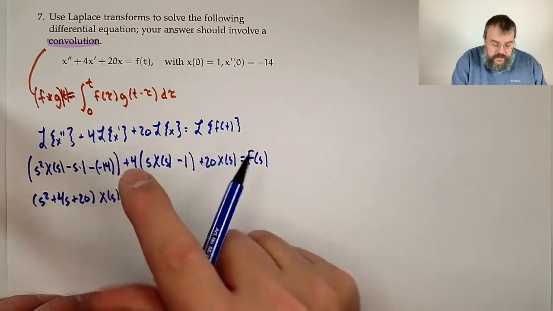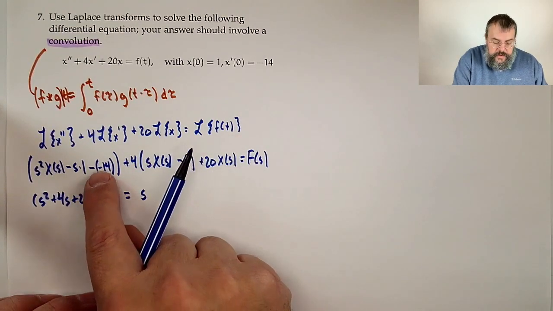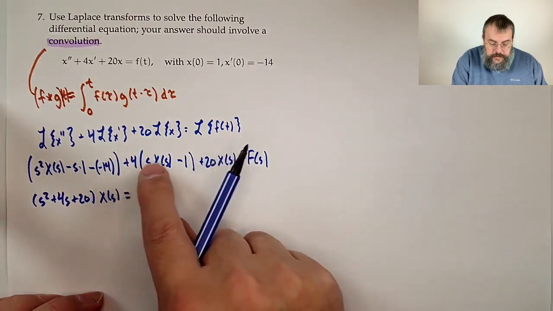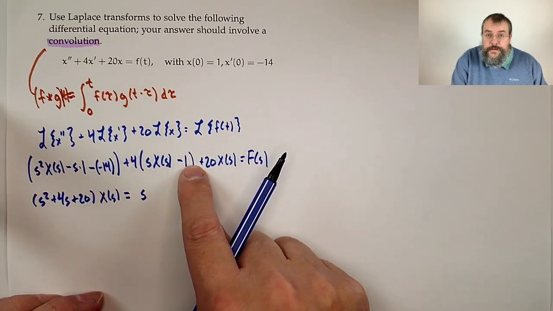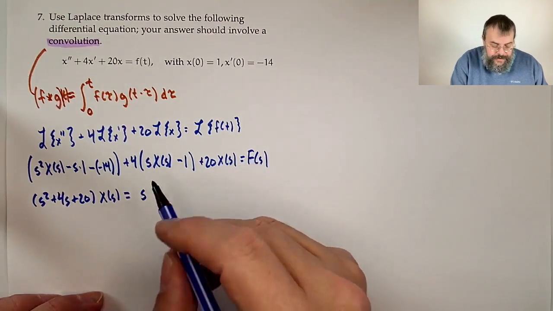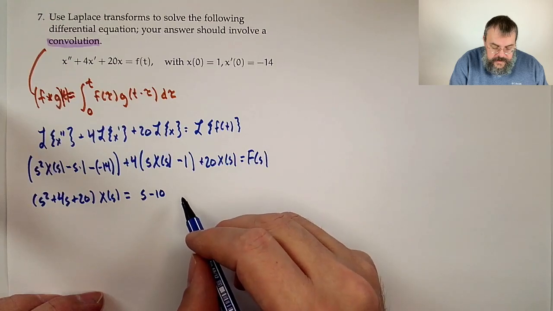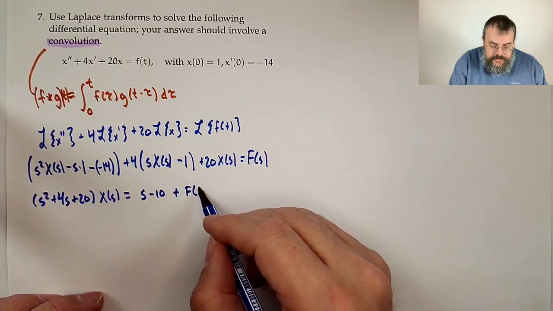So there's a minus s, that would come across as a plus s. Here we have a plus 14, and here we have a minus 4. So plus 14 minus 4 would be a plus 10. Move it across. Minus 10. And then, of course, our plus f of s.